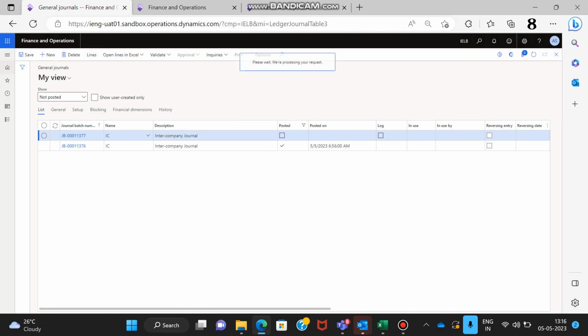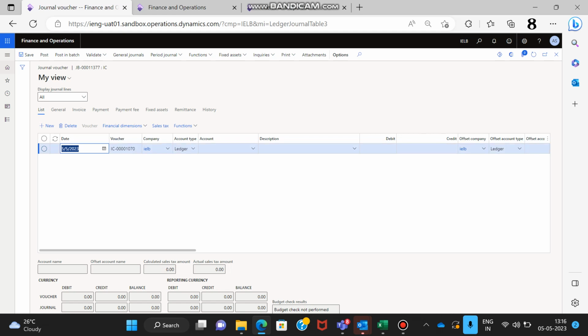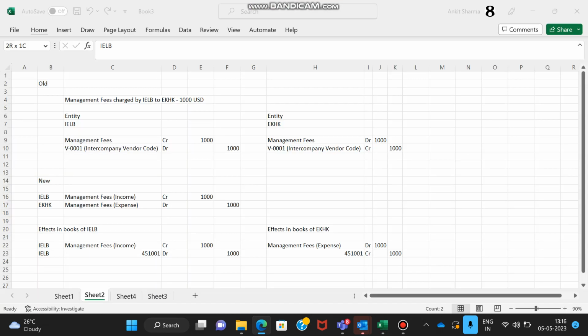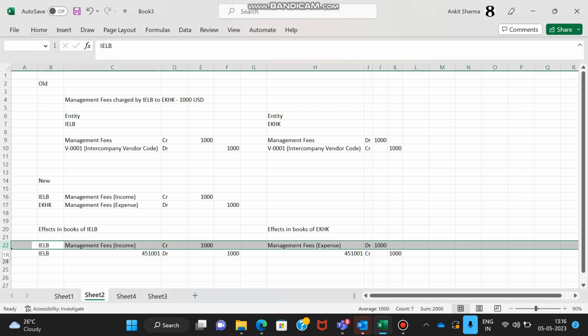on the line of the transaction, you will see two entities. One is the entity who is the initiator, and the other is the offset entity. So in the offset entity, we have to select the name of the entity who is involved in the transaction. Here I am selecting Equistock Hong Kong because the transaction is between ILB and Equistock Hong Kong. So what will be the effect of this?